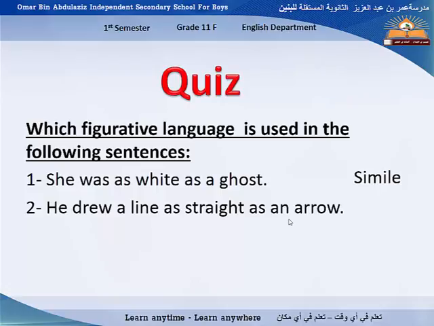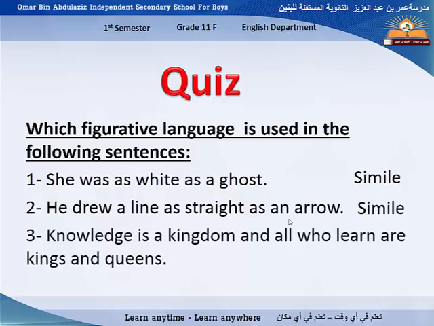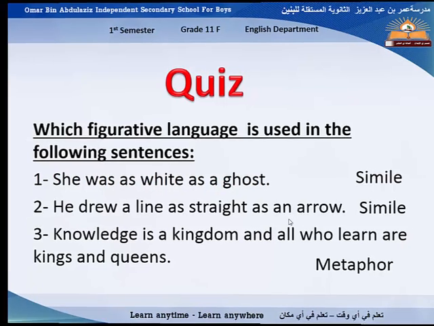Number 2. He drew a line as straight as an arrow. Again, we used as for simile. Very good. Number 3. Knowledge is a kingdom, and all who learn are kings and queens. Knowledge is a kingdom. You notice here? Right, correct. No like or as in the sentence, and there's a comparison between knowledge and kingdom. So it's a metaphor. Very good.